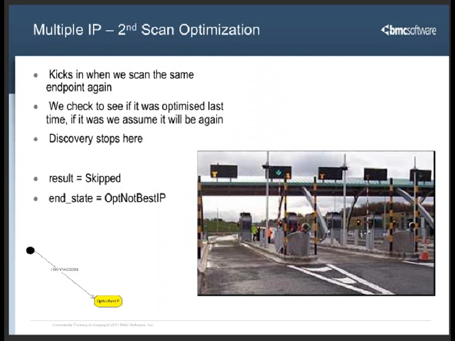But on the second scan, Discovery will check to see if the endpoint was optimized last time, and if so, it will assume it will be again. Discovery stops for this endpoint. A skipped result and an end state of opt not best IP will be recorded in the Discovery access node.